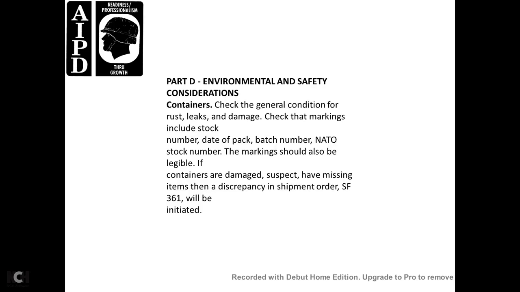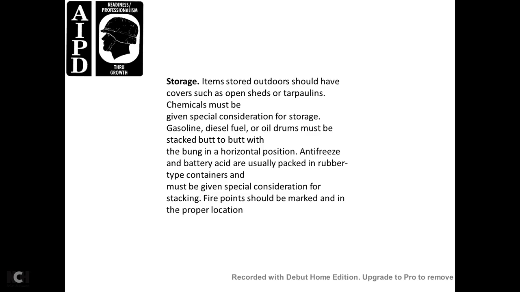Part D, environmental safety considerations. Containers: check the general condition for rust, leaks, and damage. Check the markings, including the stock number, the date and batch number, and the NATO stock number. The markings should also be legible. For suspect containers with missing items or discrepancies with the shipment, a discrepancy report, Standard Form 361, will be initiated. Items stored outdoors shall be covered, for example with a tarpaulin.